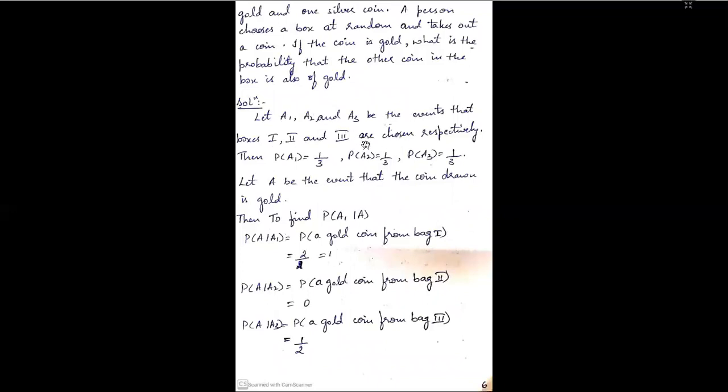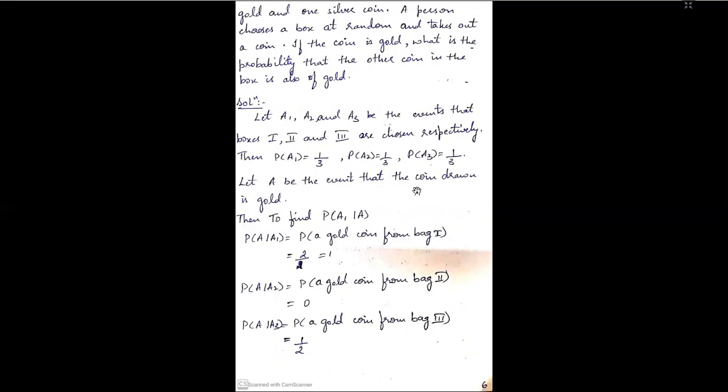So you have 3 events, A1, A2, A3, that boxes 1, 2 and 3 are chosen respectively. Now the event A is that the coin drawn is gold. If the coin drawn is gold, what is the probability that the other coin in the box is also gold?